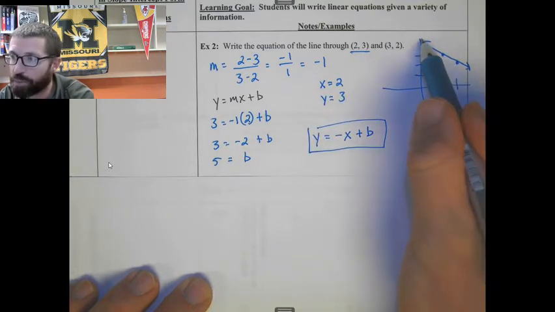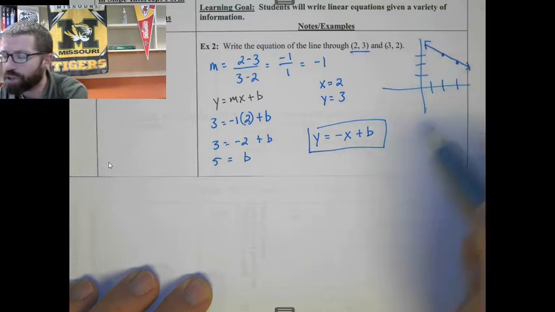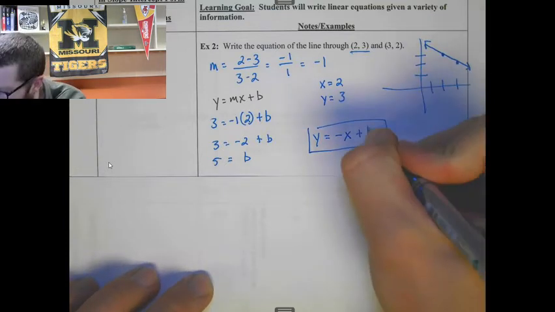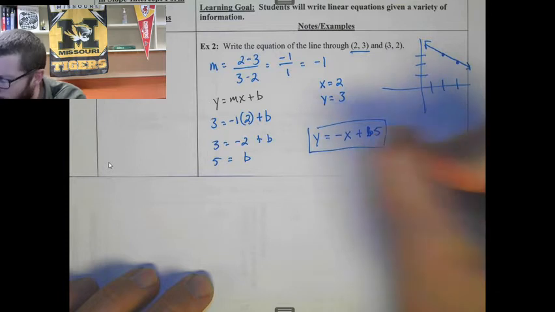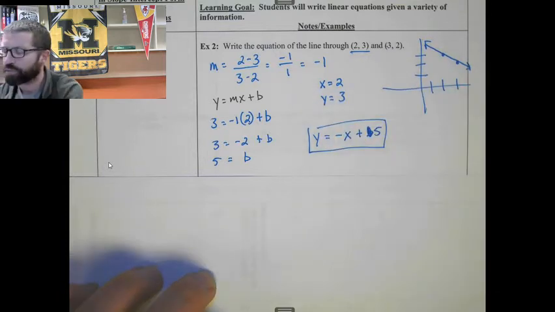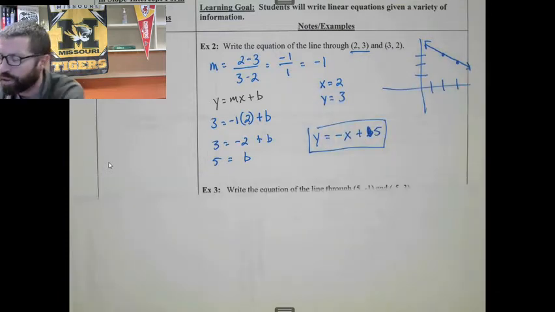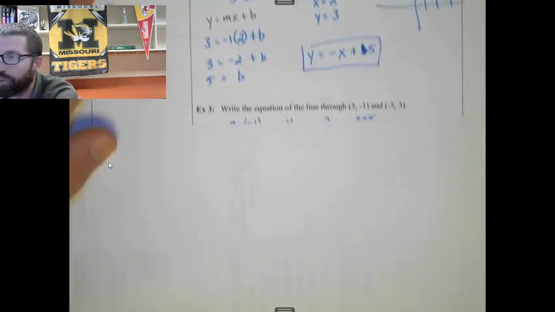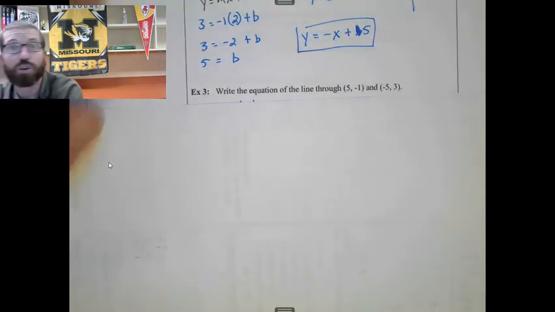My y-intercept would be up by 5. My slope is negative. And whoops, I wrote b instead of b is 5. Okay, so take a moment, pause the video, try this next one on your own.